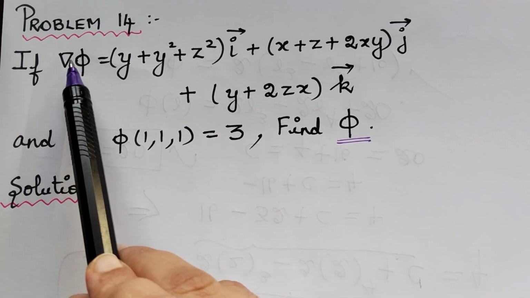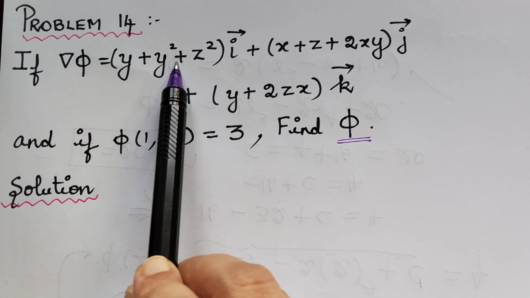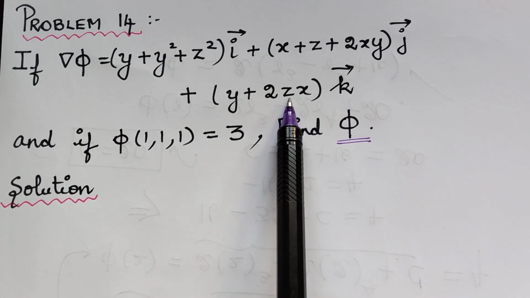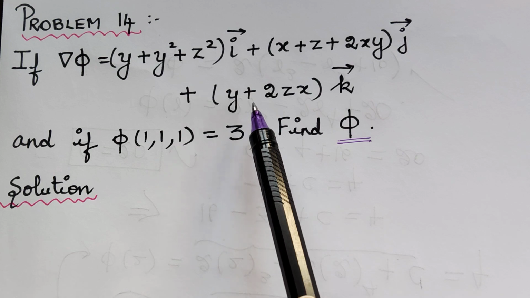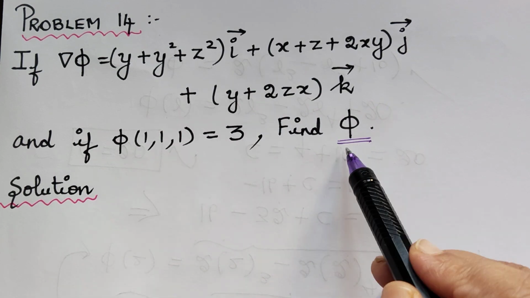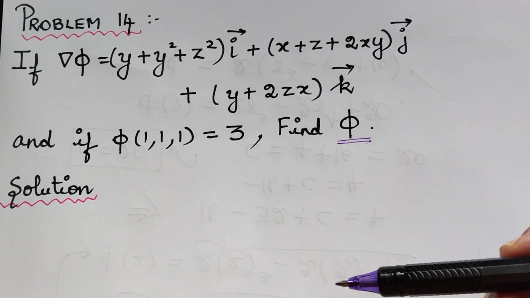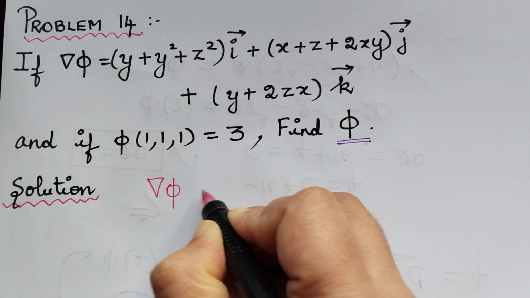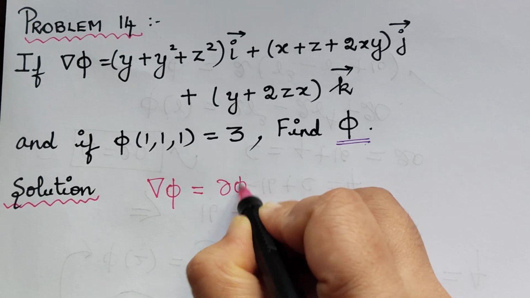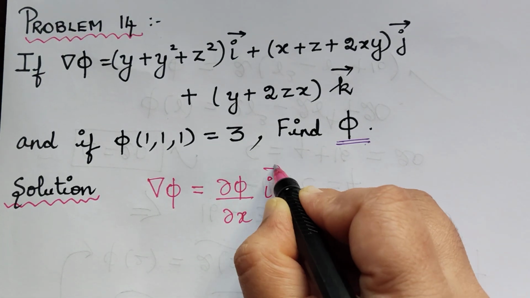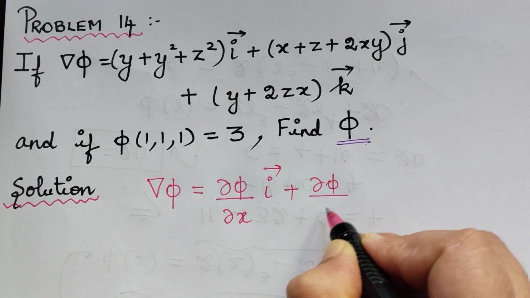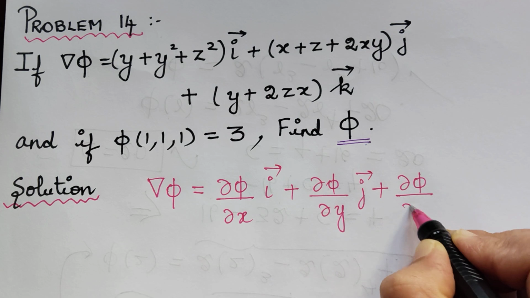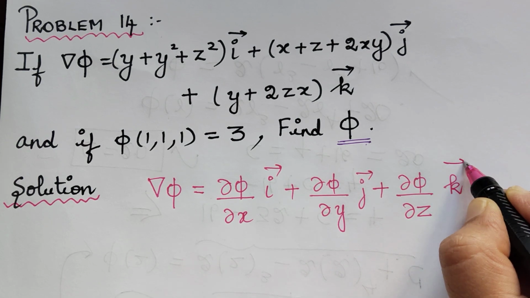But here in this question, it is given that nebula phi in terms of a vector where we have the i component, j component as well as the k component. Now whenever the problem is of this type and the question is to find phi, then this is the method that we have to follow. We know that nebula phi is equal to dou phi by dou x i vector plus dou phi by dou y j vector plus dou phi by dou z k vector. So we all know this.